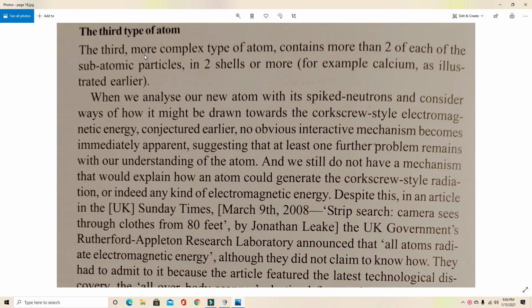The third type of atom. The third, more complex type of atom contains more than two of each of the subparticles in two shells or more. For example, calcium, as illustrated earlier.